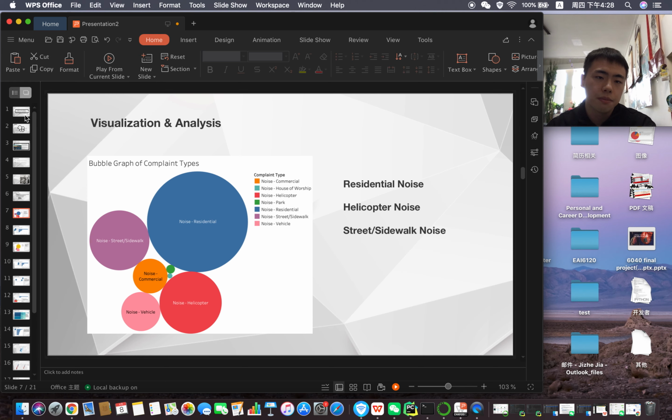Here is a bubble graph of complaint types. Here are three major noises: residential noise, helicopter noise, street sidewalk noise. Take my experience in the U.S. for example, I suffer from all these three types of noise every month.